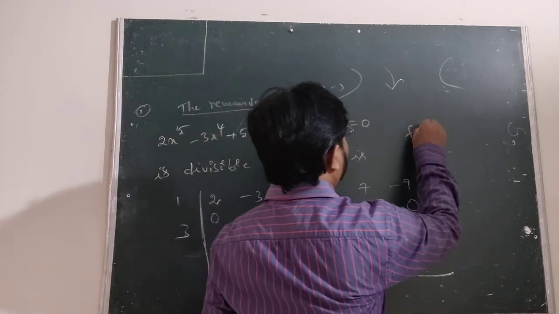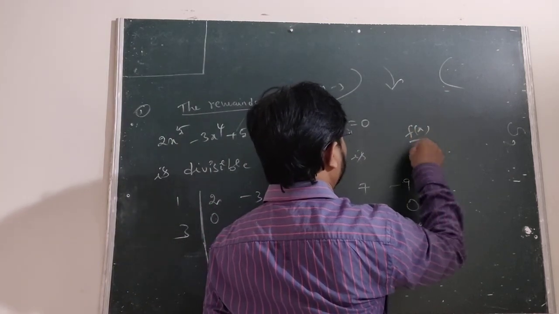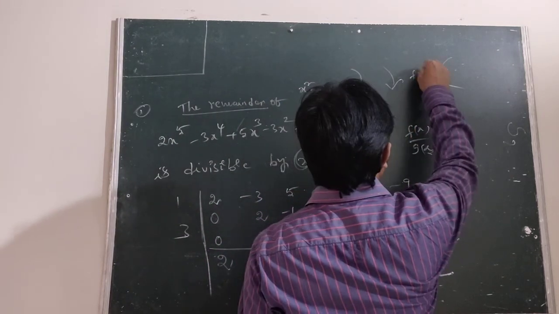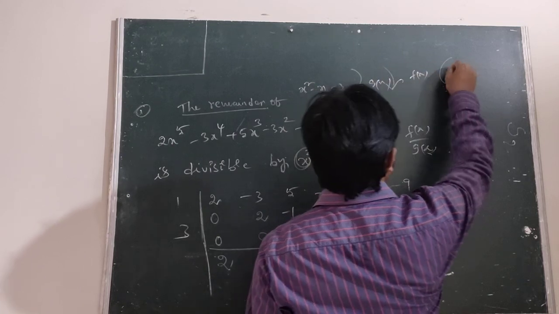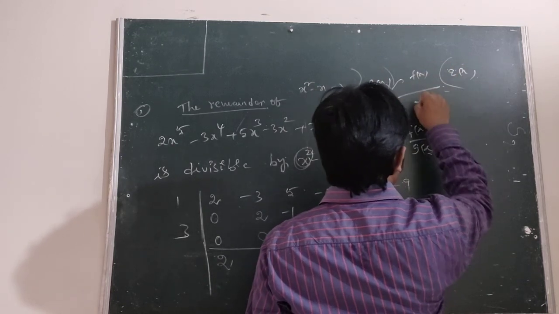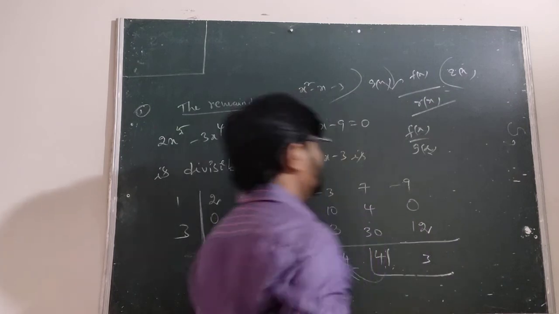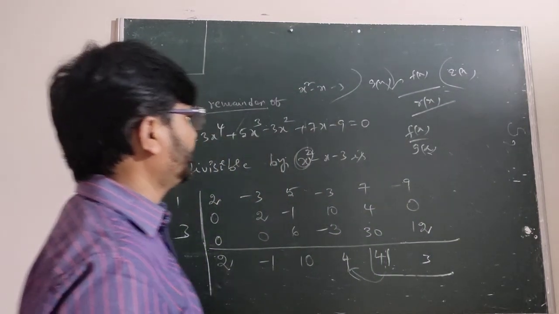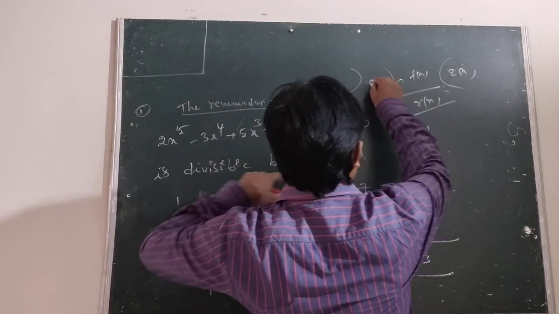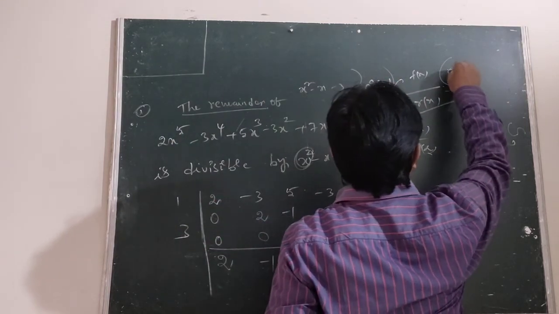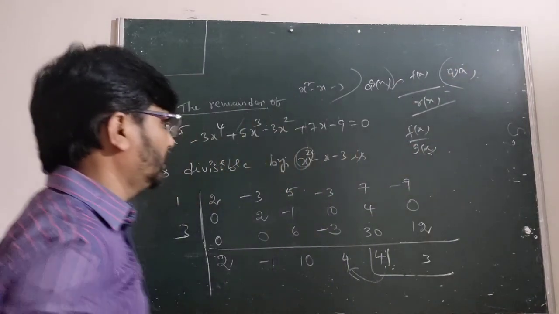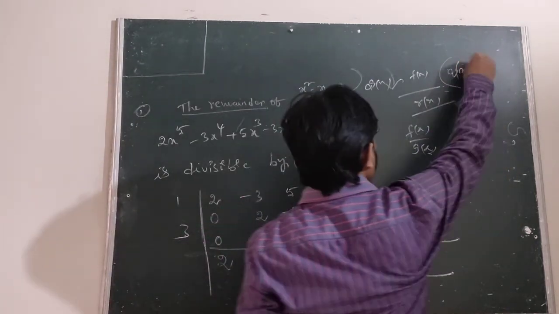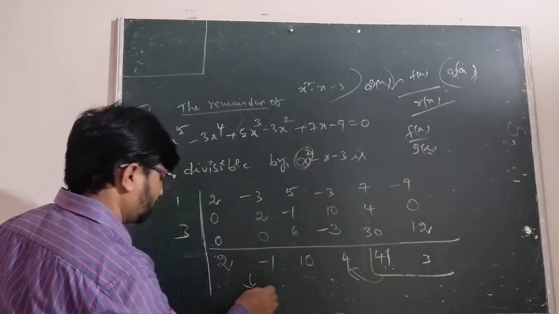Now we can take f of x by g of x. This is the f of x. This is the g of x. This is the q of x, this is the r of x, the remainder. The degree of r of x is always less than the degree of g of x. Therefore this is the quotient.